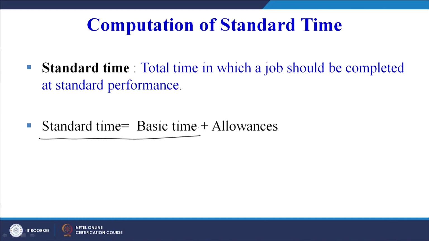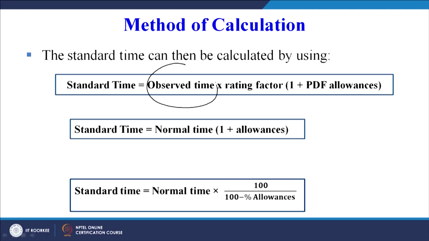Standard time is the total time in which a job should be completed at standard level of performance. So, the standard time is the basic time, which we already know, which is the multiplication of observed time into the rating factor, plus the allowances. Now, how do the allowances have to be accounted for in the calculation of standard time? There are different formulae which are used by different authors in different books, and we will see almost all of them. The standard time can then be calculated as the observed time multiplied by the rating factor into 1 plus these allowances.